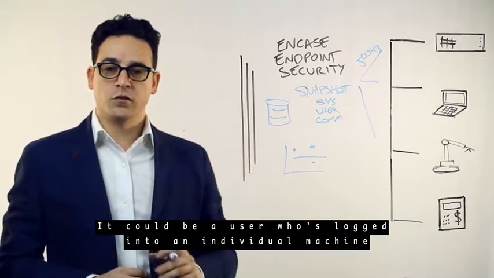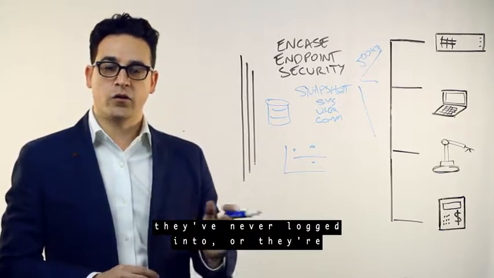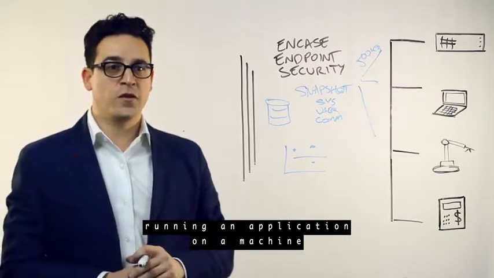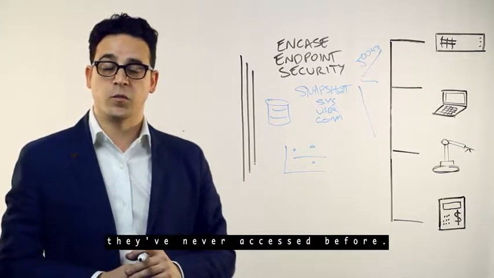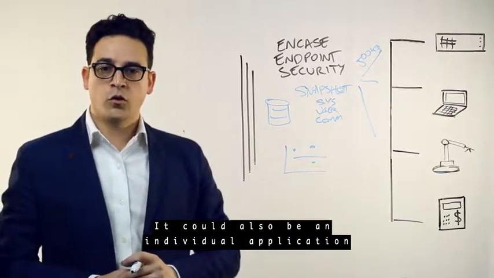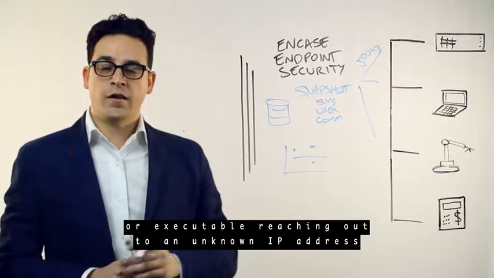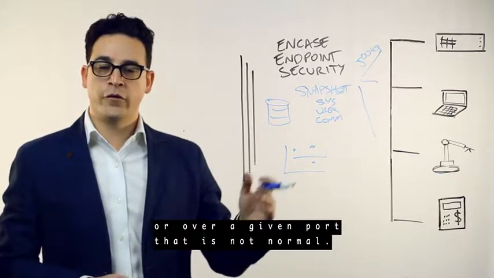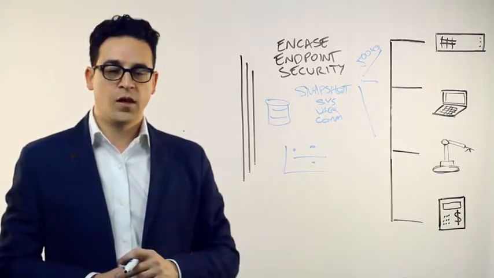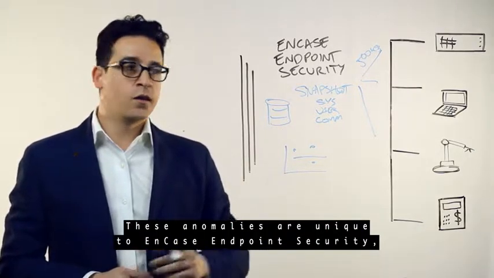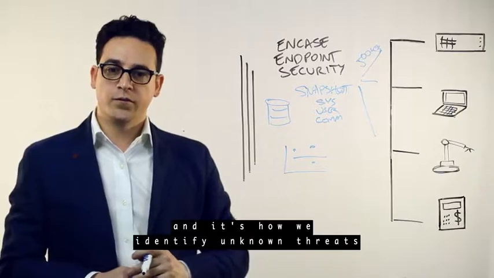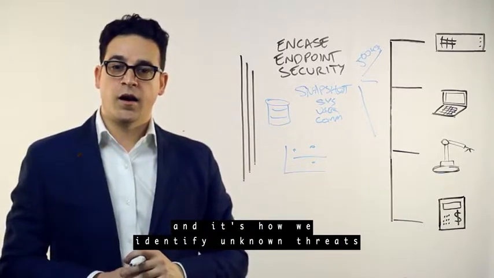It could be a user who's logged into an individual machine they've never logged into, or they're running an application on a machine they've never accessed before. Could also be an individual application or executable reaching out to an unknown IP address or over a given port that is not normal. These anomalies are unique to EnCase endpoint security, and it's how we identify unknown threats within the organization.